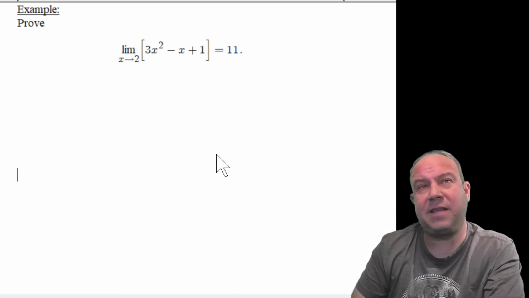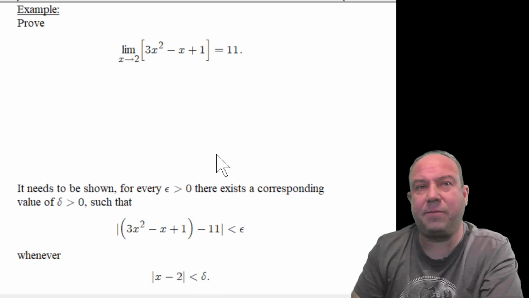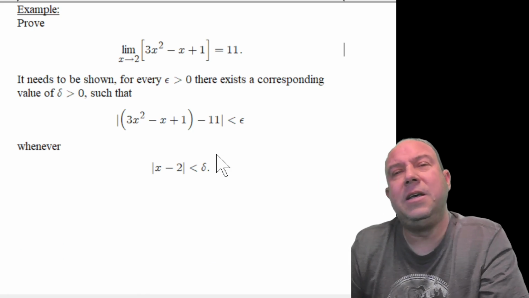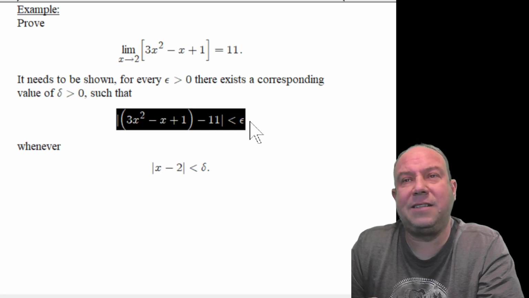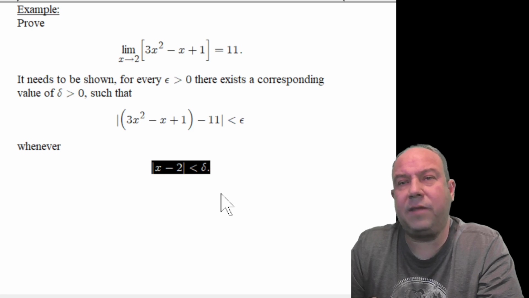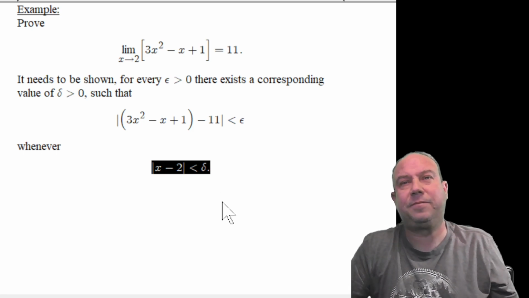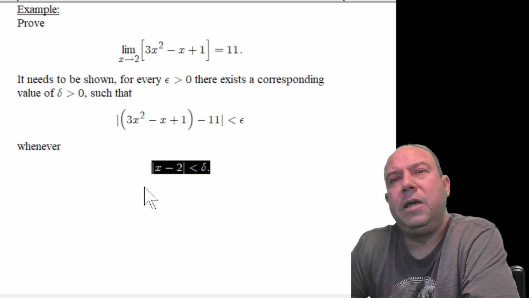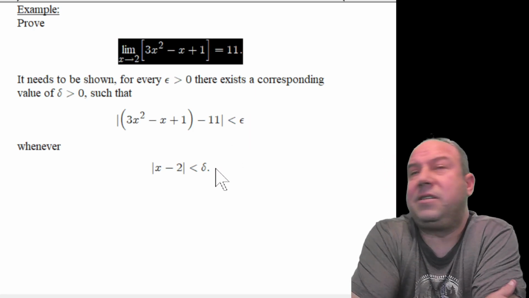And again, what does that mean in the epsilon delta definition? Well, we need to show that for every epsilon greater than 0, there exists a corresponding value of delta greater than 0, such that the absolute difference between f of x and L is less than epsilon, whenever we start with the absolute difference between x and 2 being less than that value of delta. This is what we're going to need to show is true with the epsilon delta definition of this limit.